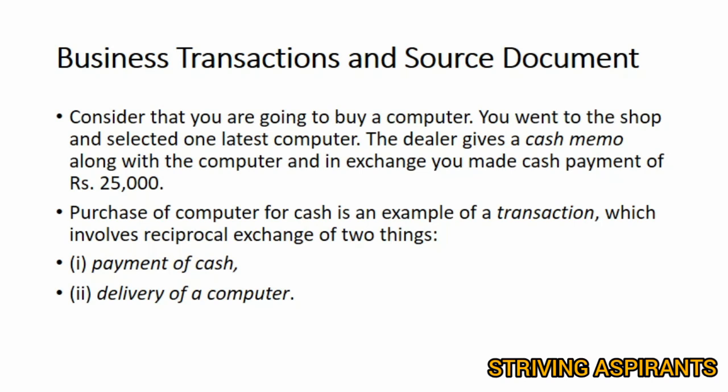Let's see one example. We are going to buy a computer. So, the dealer gives a cash memo and we are paying the cash in accordance with that. The cash memo is the source document showing that the dealer has sold this computer from his firm, and the particular person received the computer by paying the particular amount of cash. So, the cash memo is the source document.